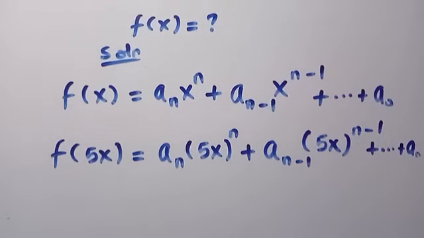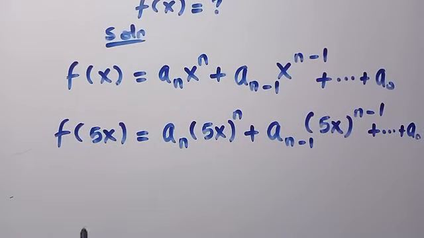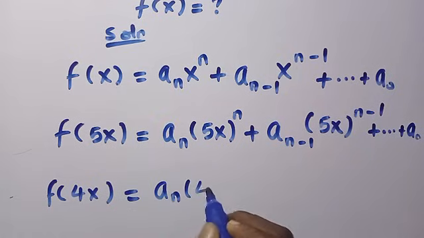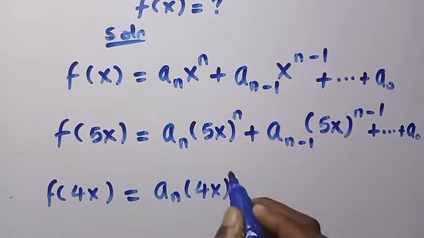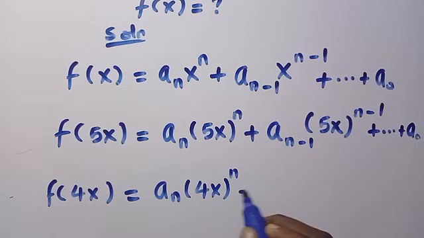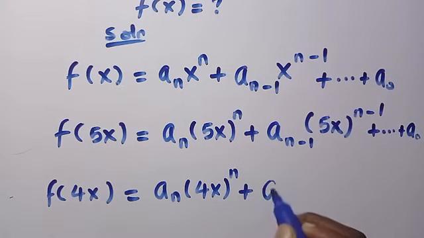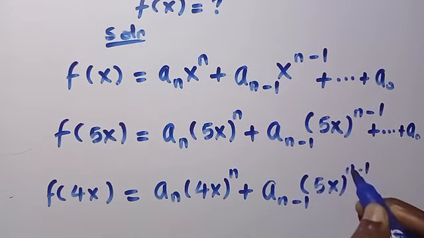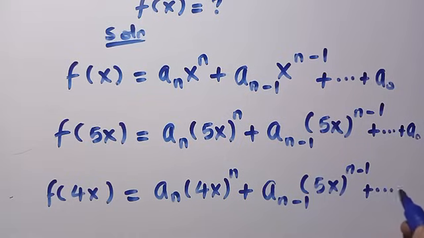And also for the other one, which is f of 4x. For f of 4x, we are going to insert it as a_n open bracket 4x raised to power of n plus a_(n-1) open bracket 4x raised to power of n minus 1. And this also continues like that till we reach a naught.